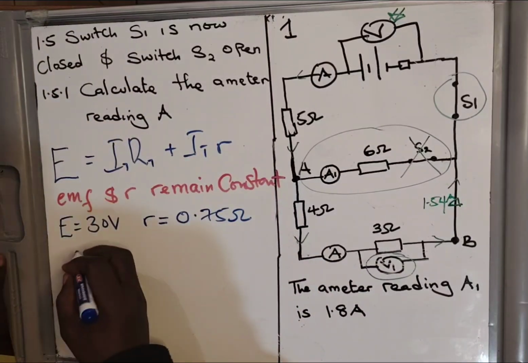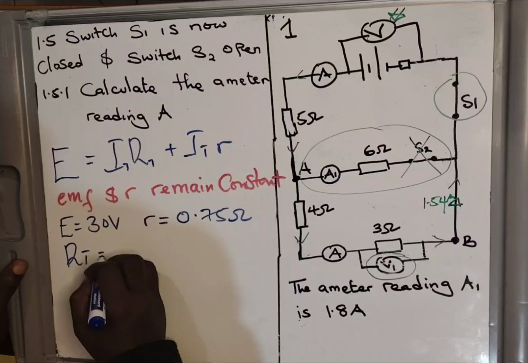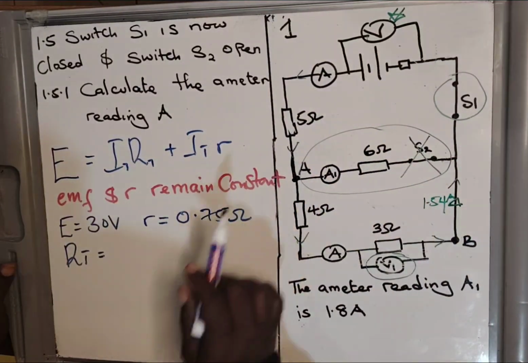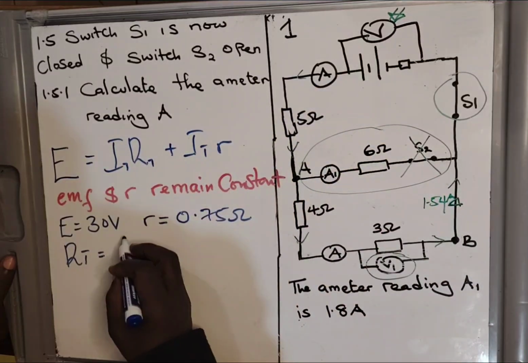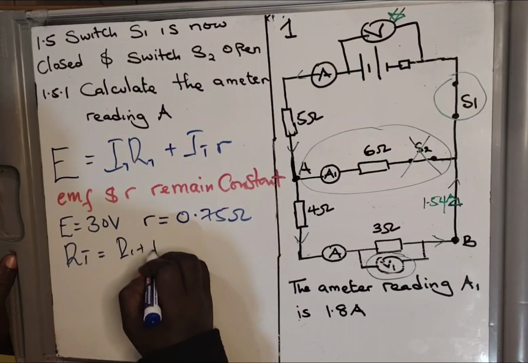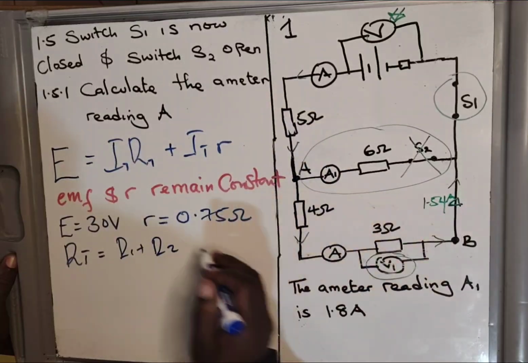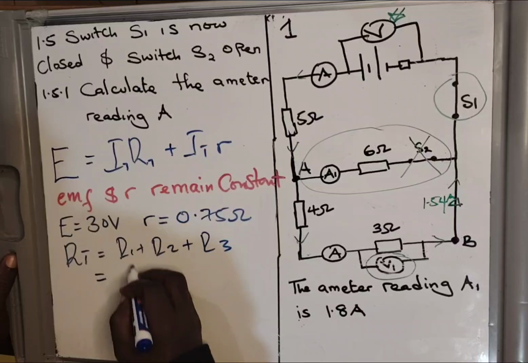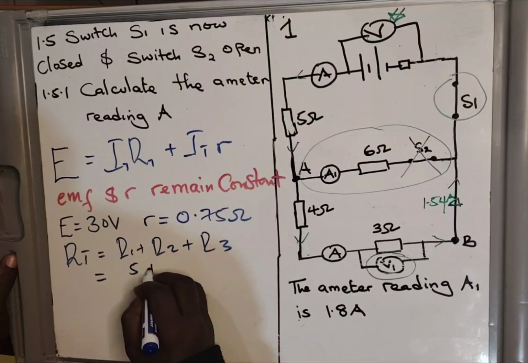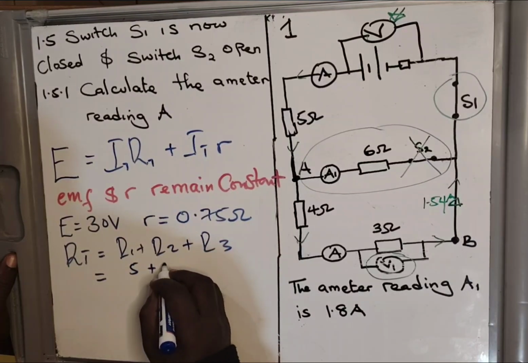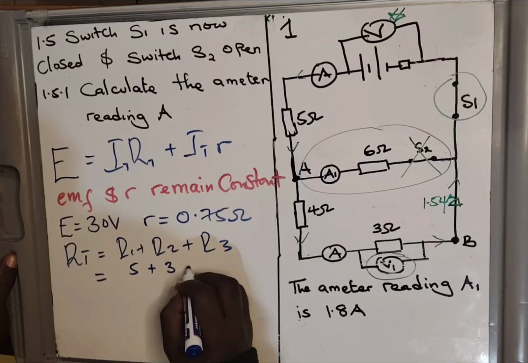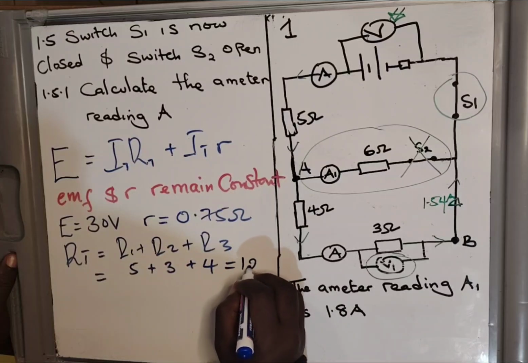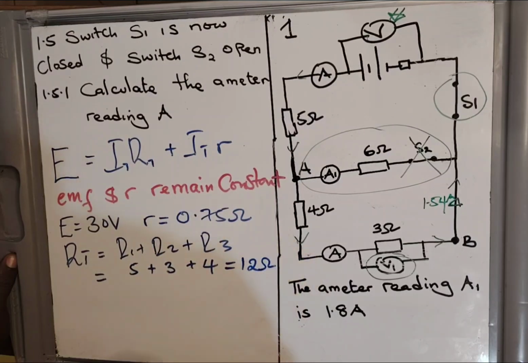And you have even our RT is calculable. What we remain with after opening this switch are all resistors which are in series. So we are having R1 plus R2 plus R3, giving you 5 plus 3 plus 4, giving you 12 ohms.